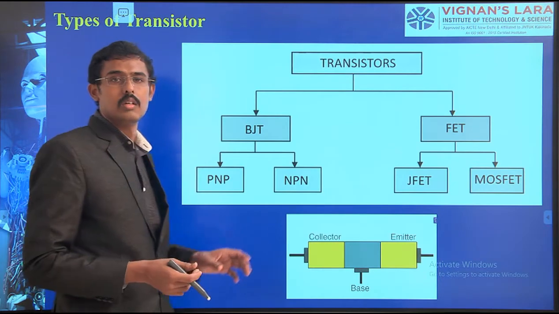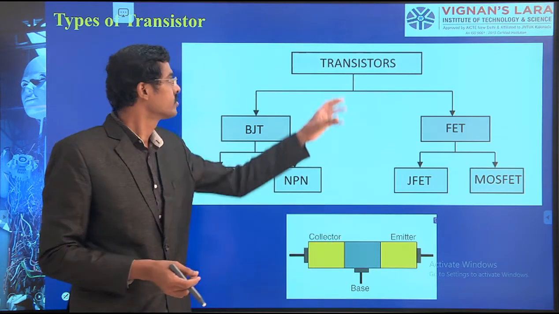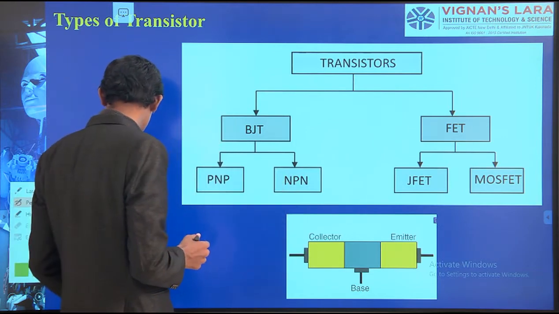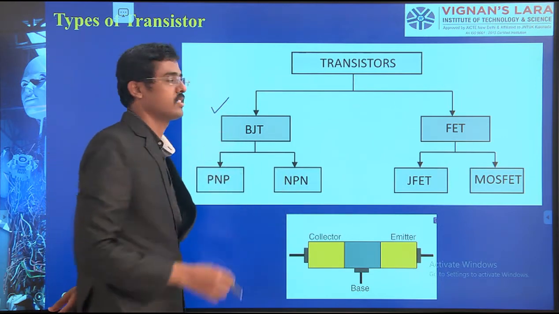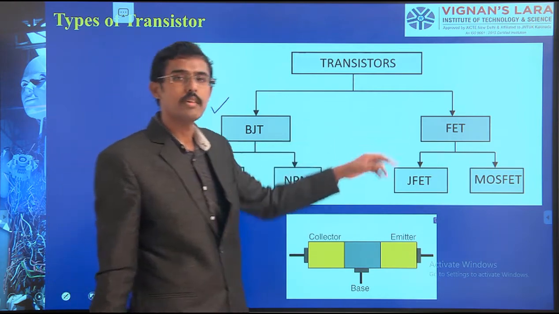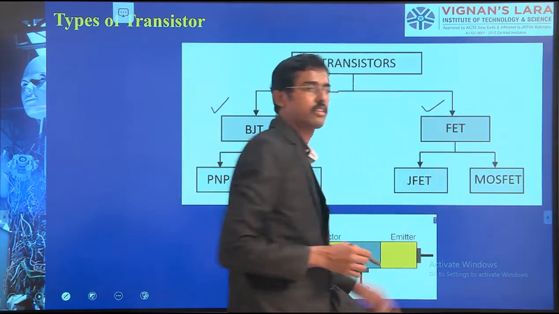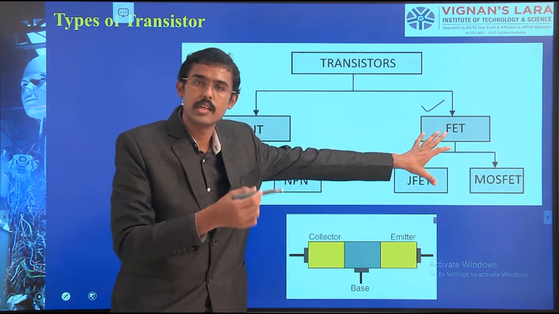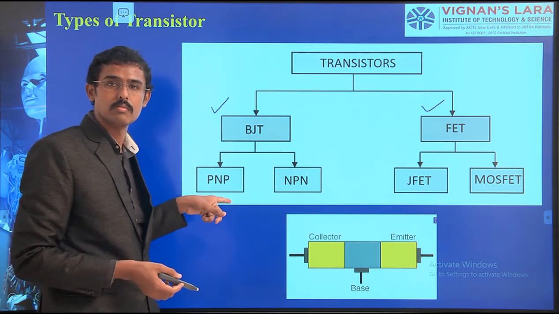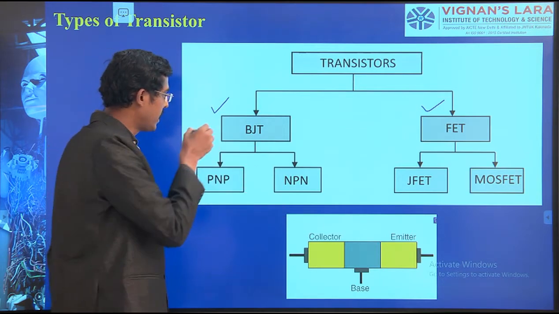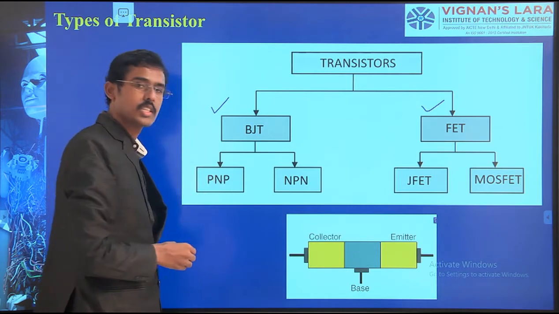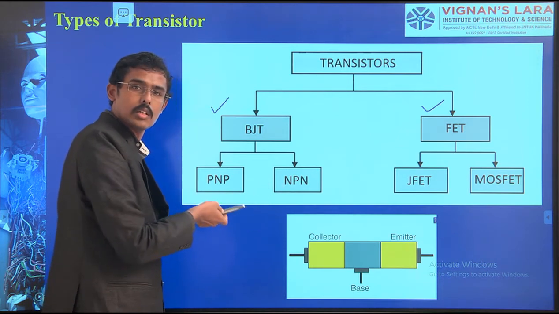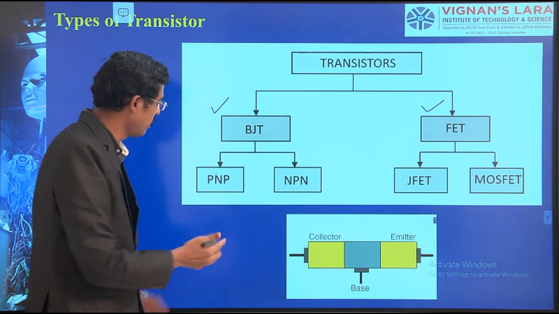Right. So I am classifying the transistor into two categories: number one, the bipolar junction transistor, and on the other side the field effect transistor, FET. BJT and FET. This part we will see later, and this part we are going to see in this class. BJT I am again dividing into PNP junction and NPN junction. These are the two types. The working is inverted, that's it, but the functioning is the same.